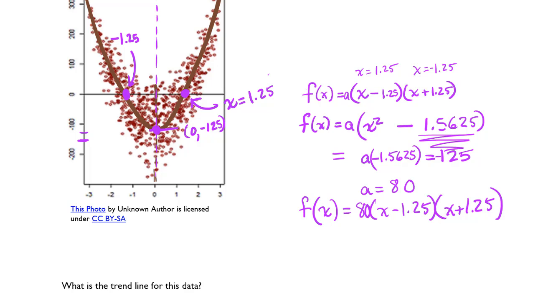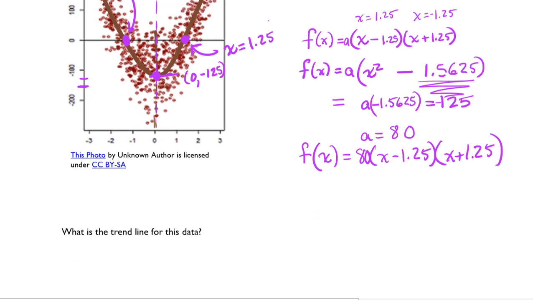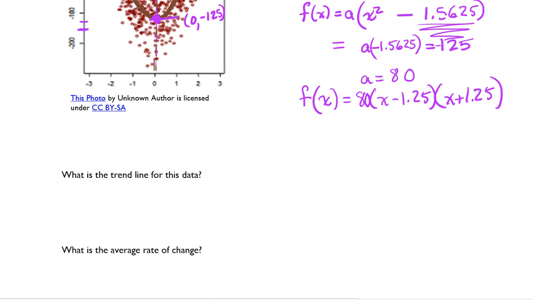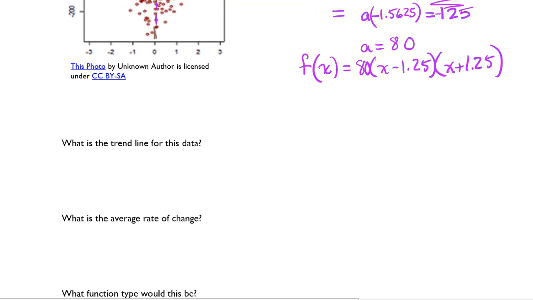So now we're back to the scatter plot, and we need to answer the questions really quick here to get an idea of how to answer them, because this is parabolic instead of linear, and it's been a lot more work to get the function. So what's the trend line for this data? And we would say it's quadratic. And we could say it's opening upwards like that.